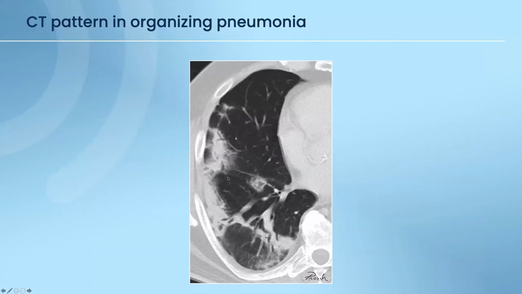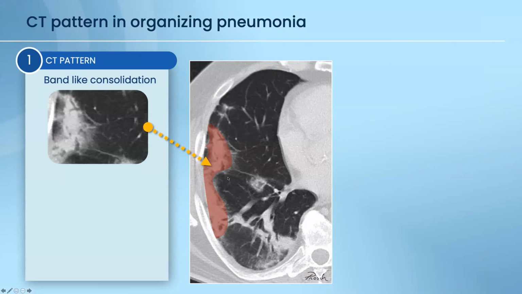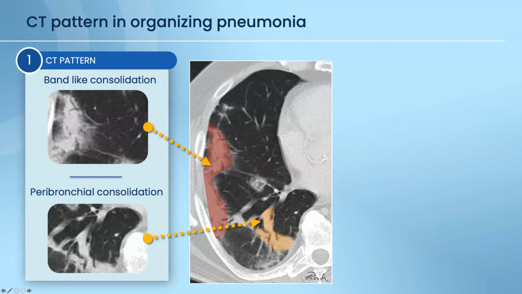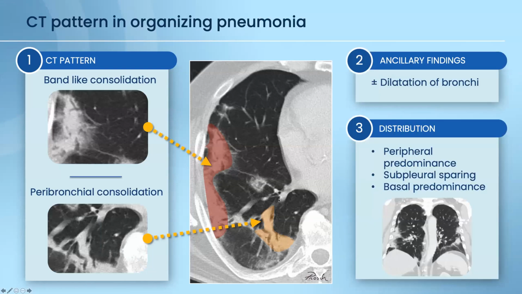In organizing pneumonia, you see these usually quite symmetric, on both sides, band-like consolidations, frequently with positive air bronchograms. You see here these are the airflow bronchi, and you see also these peribronchial consolidations. These consolidations run towards the hilum, and you see a dilatation of bronchi, but that's usually quite reversible. And this is again important: peripheral subpleural sparing is also seen here. There are areas with a subpleural sparing in a basal predominance.